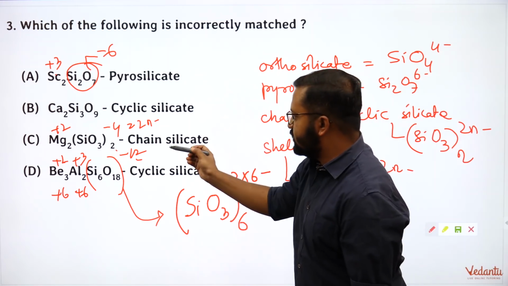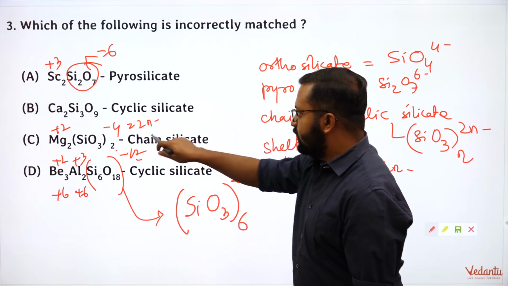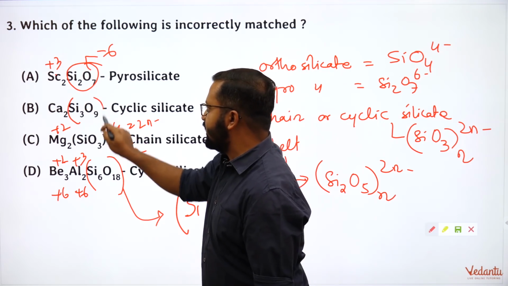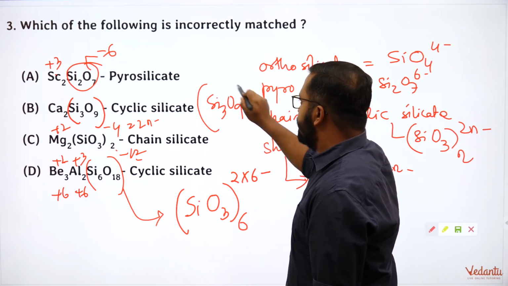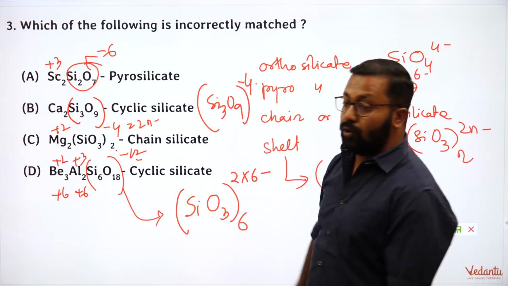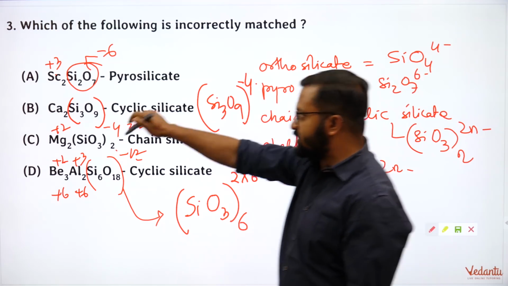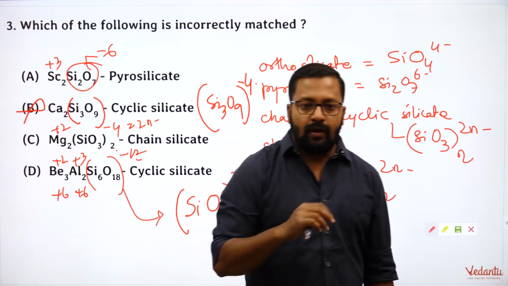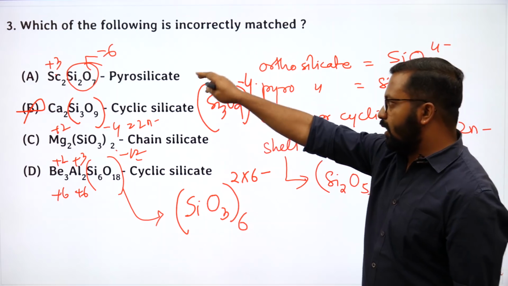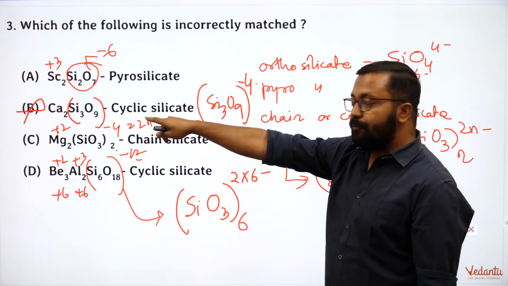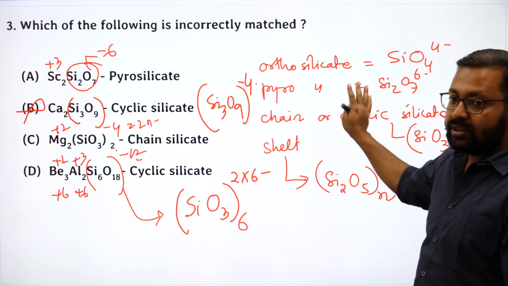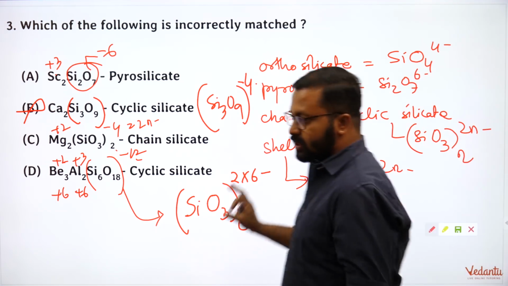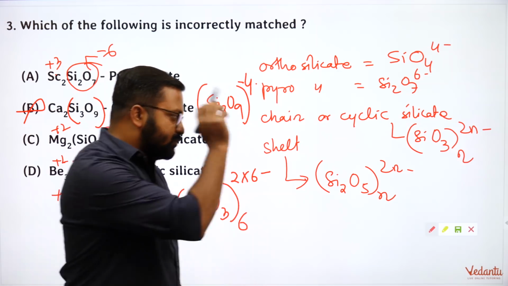This is pyro, this is chain, this is cyclic. What is this cyclic silicate? This is Si3O9. The total charge is -4, so this is incorrect. Okay, so for the third question, B option is incorrect. Please do remember this. ये बहुत important shortcut है identify करने का. Let's move on to the next question.